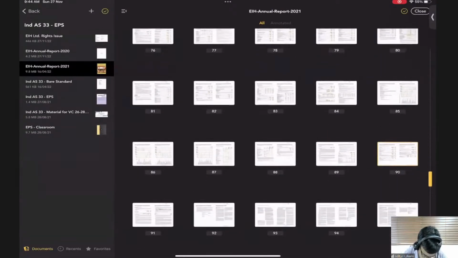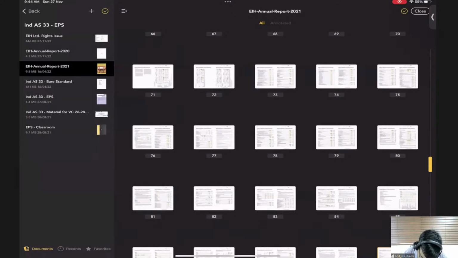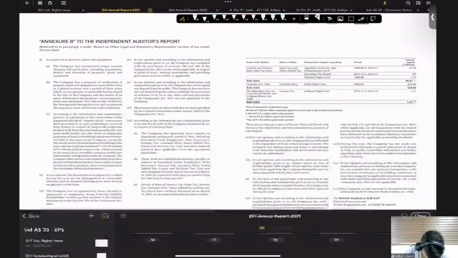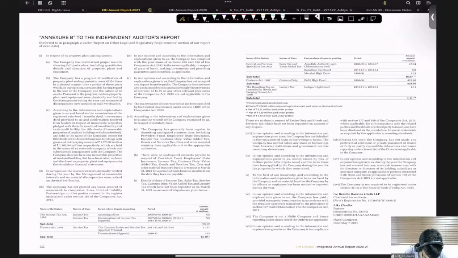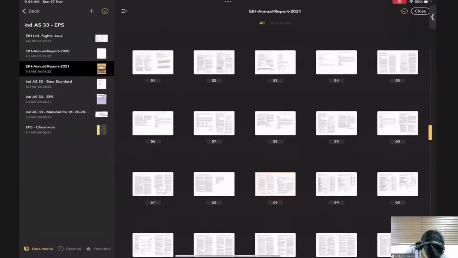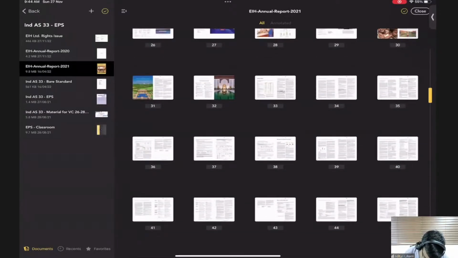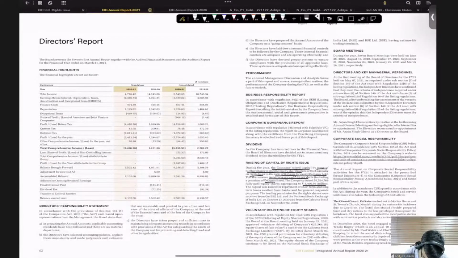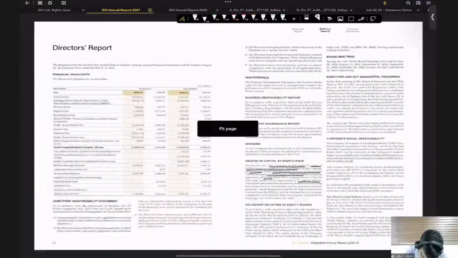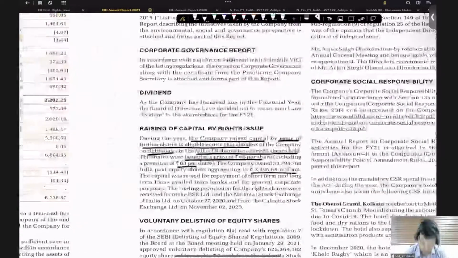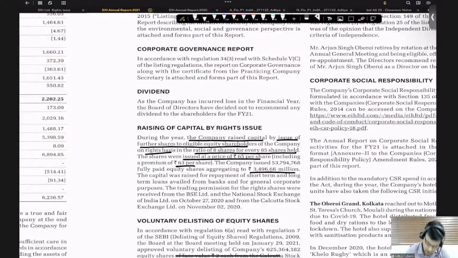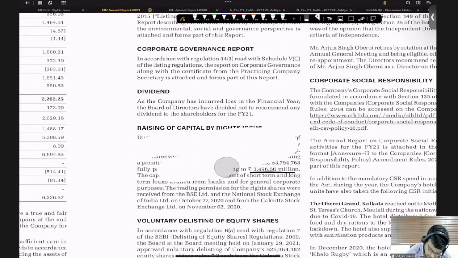One second. Let us just hope. Oh, no, not this one. It will be somewhere here. Yes. This data is there, which is disclosed in the financials. During the year, that is 2021, the company raised capital by issue of further shares. I hope you can have a look at this.